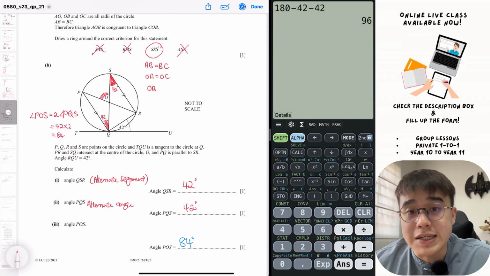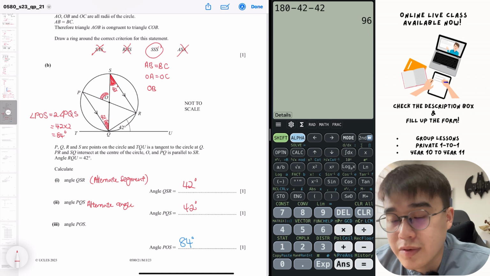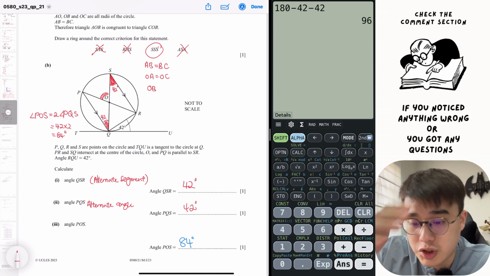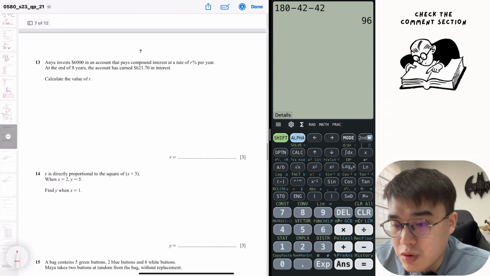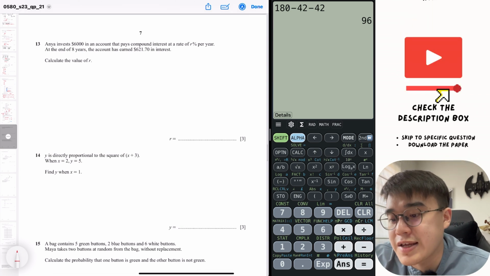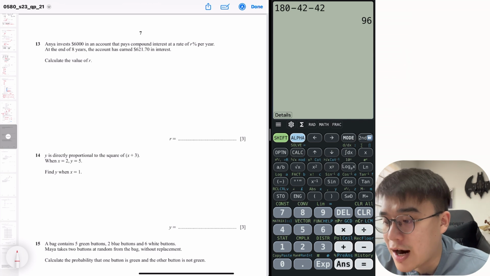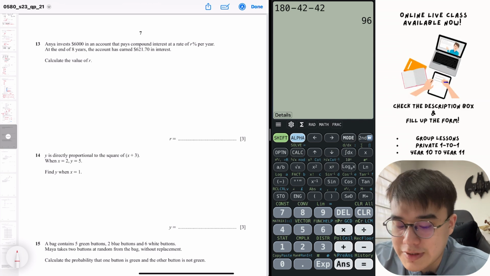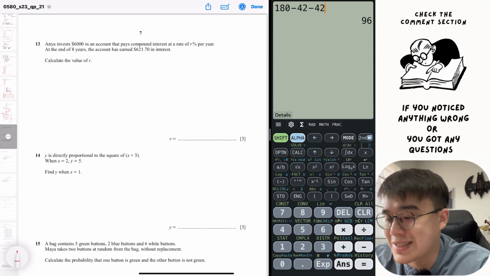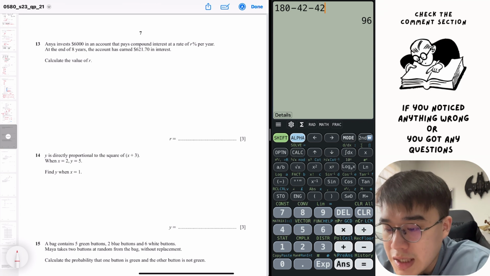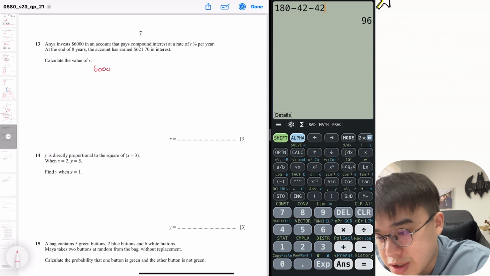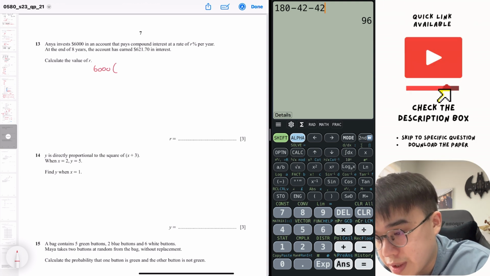Okay, so this is the second option available for you to identify B part 3. Moving on to question 13, Anya invests 6,000 in an account that pays compound interest at R% per year. After 8 years, she earned a total of 621.7. So 3 marks here. Okay, this is not the most challenging type, so please do not worry.